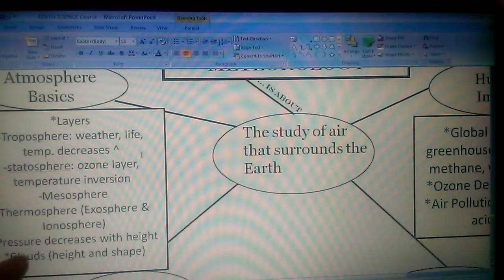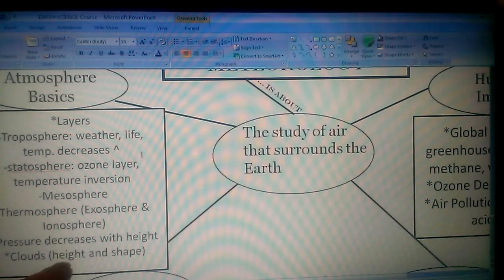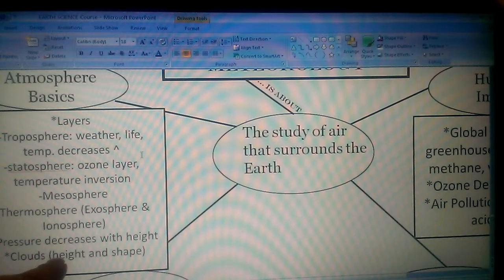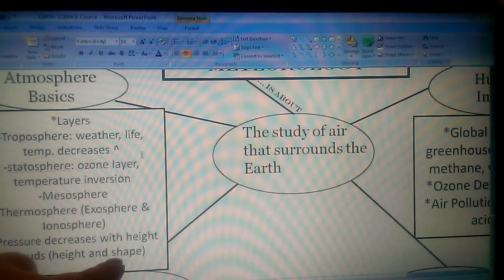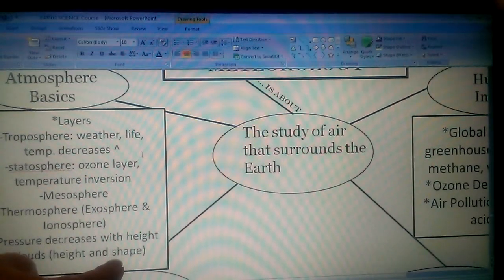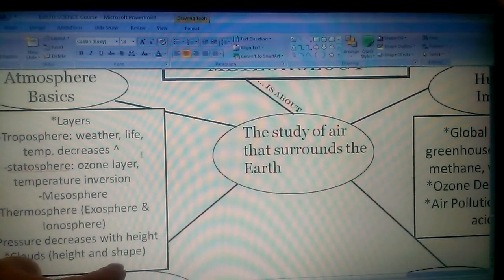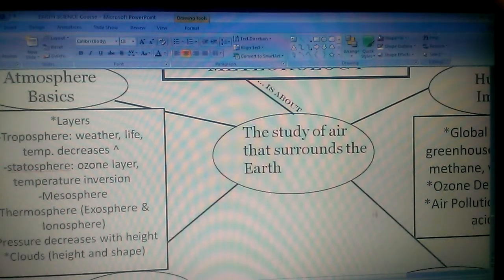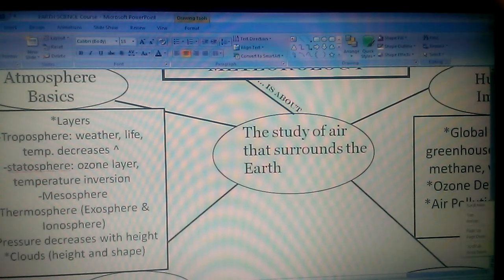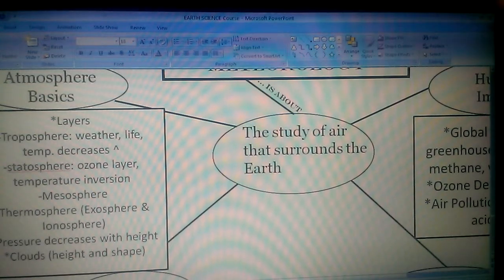And then with clouds, you want to remember your classifications. You classify by height and shape. So your heights are either low clouds, stratus, middle, alto, high, cirro, and then you have your shape. It's either fluffy, cumulus, flat, stratus, or wispy, cirrus. So that's the basics. Now, we also want to take a look at some of the things that are going to produce weather when we're looking at the unit.